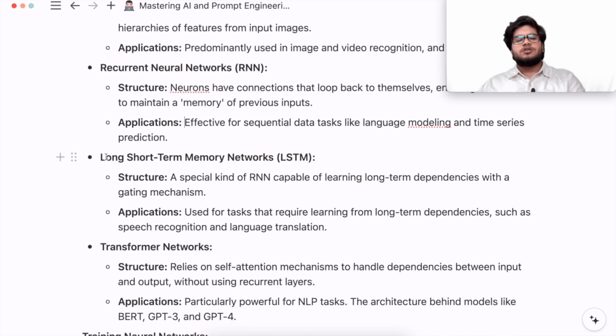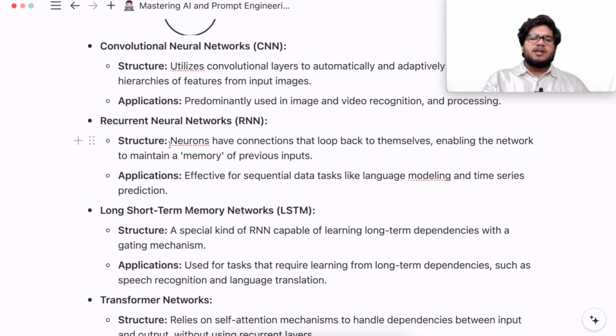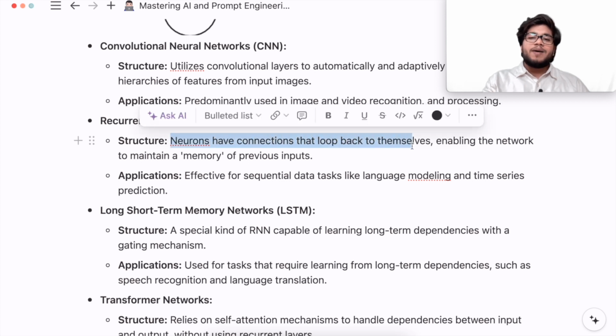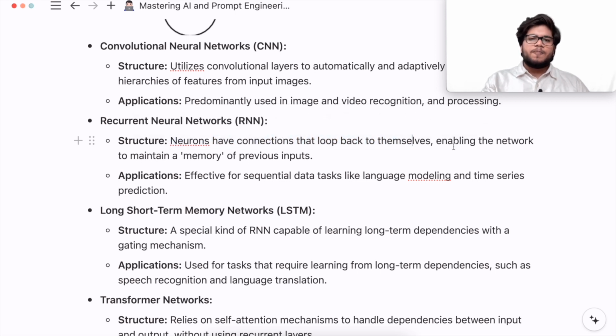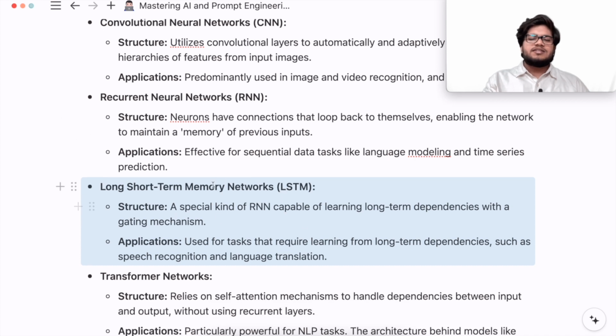Now let us see the long short-term memory network, also coined as LSTM. The structure of a long short-term memory network is a special kind of RNN. We have studied RNN. In RNN, neurons have connections that loop back to themselves. For storing memory, RNN is used, and this long short-term memory network is a special kind of RNN capable of learning long-term dependencies with a gating mechanism.